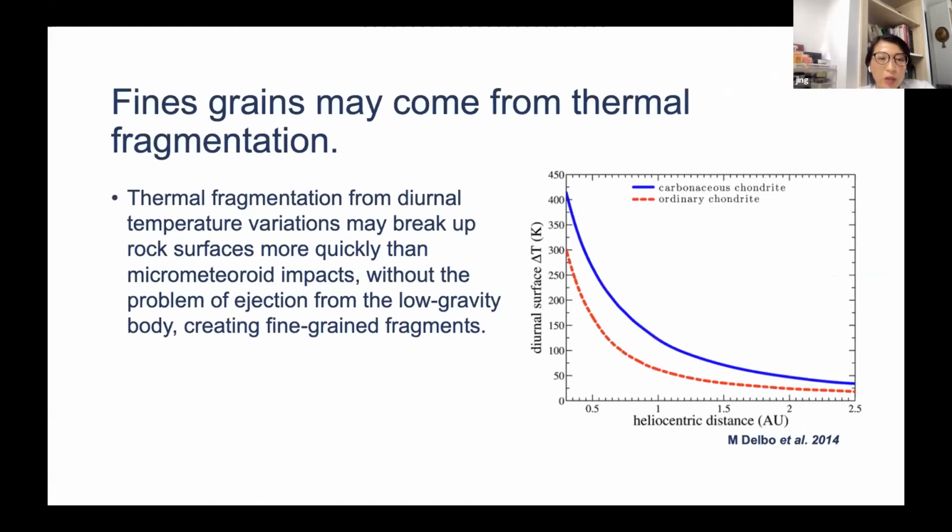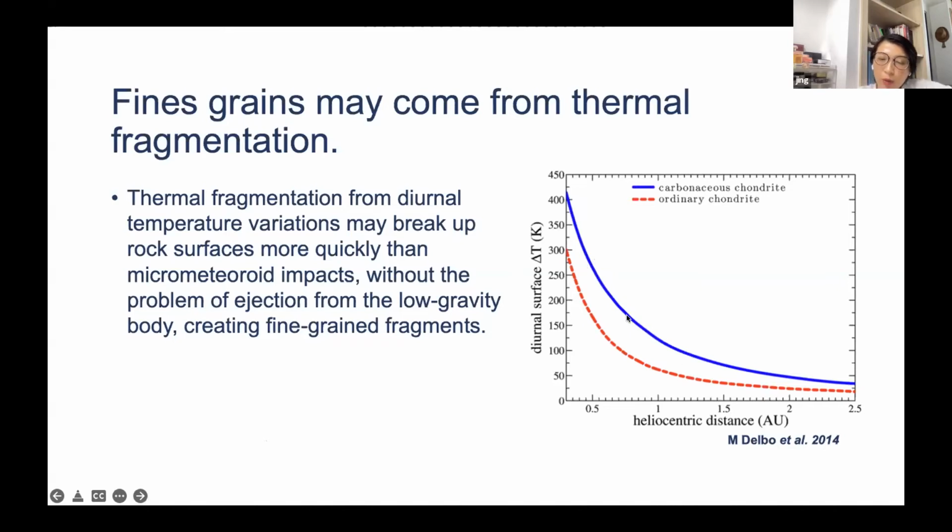The fine grains may also come from thermal fragmentation. The thermal fragmentation from diurnal temperature variation may break up the rock surface more quickly than the impacts, then without a problem injecting from the low gravity body, creating fine-grained fragments. So that's a paper in Nature published in 2014.